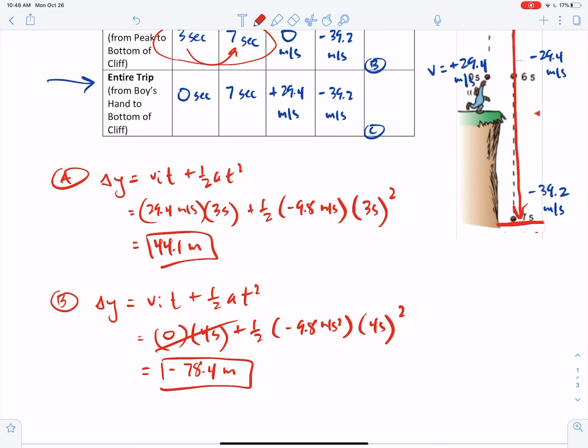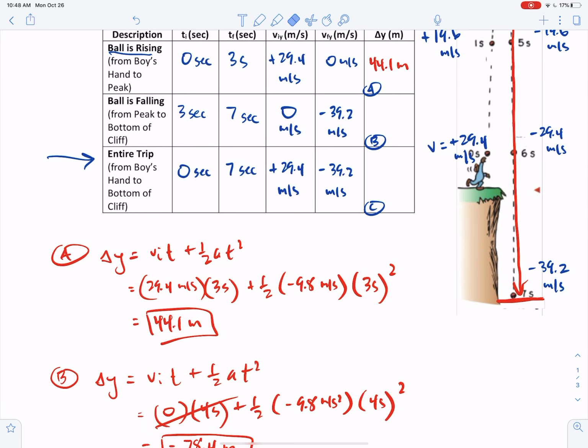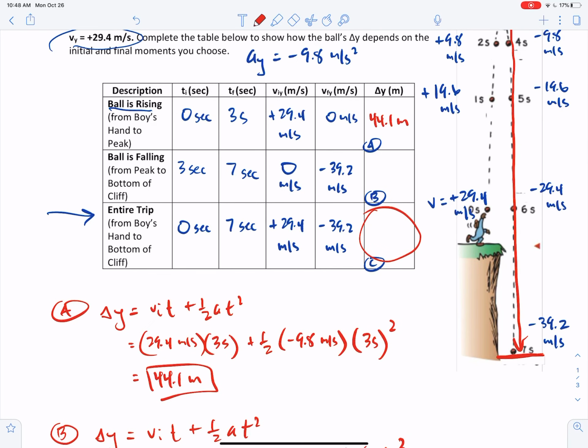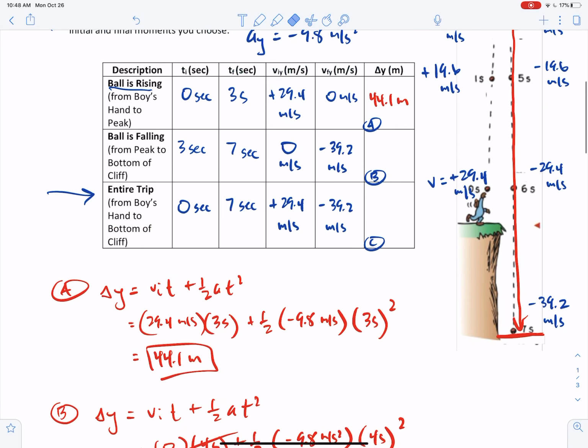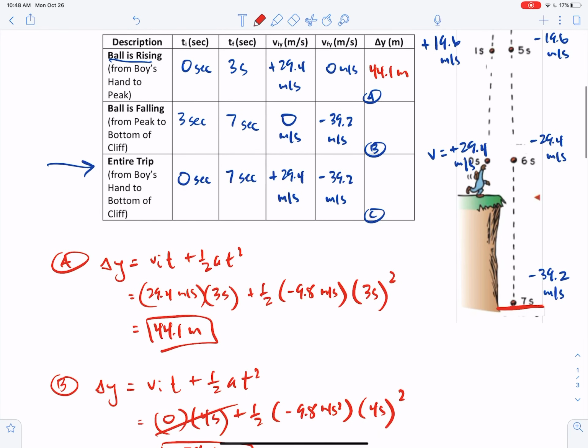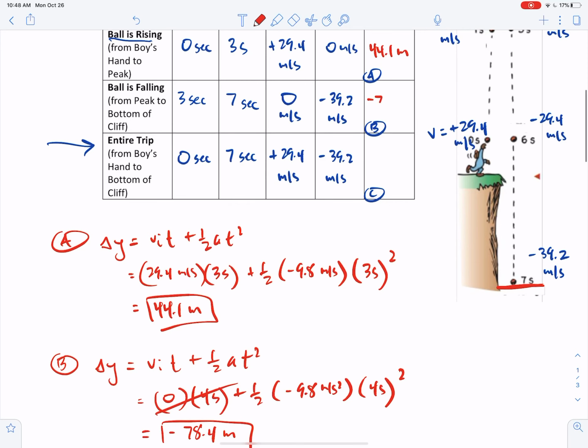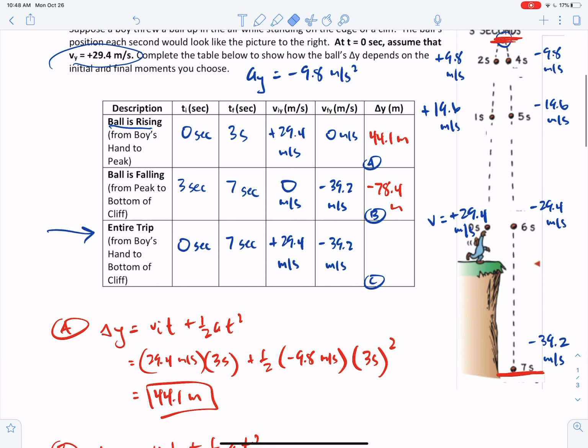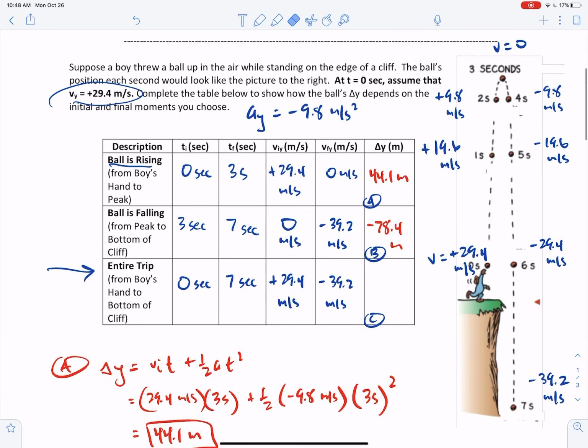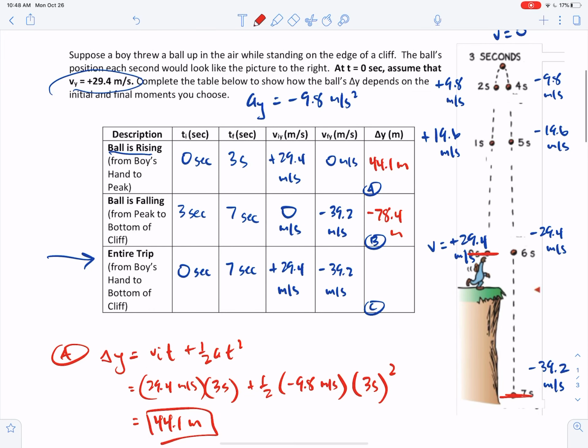Okay, question C now. Now we're going to move to here. What is the change in vertical position on the entire trip? Now we're looking at here. And this one's a little bit trickier. So, and I forgot to write this part in. This is negative 78.4 meters. Okay, so now on the entire trip, we're now going to go from here, right where the ball leaves the boy's hand, to here just before it hits the ground.